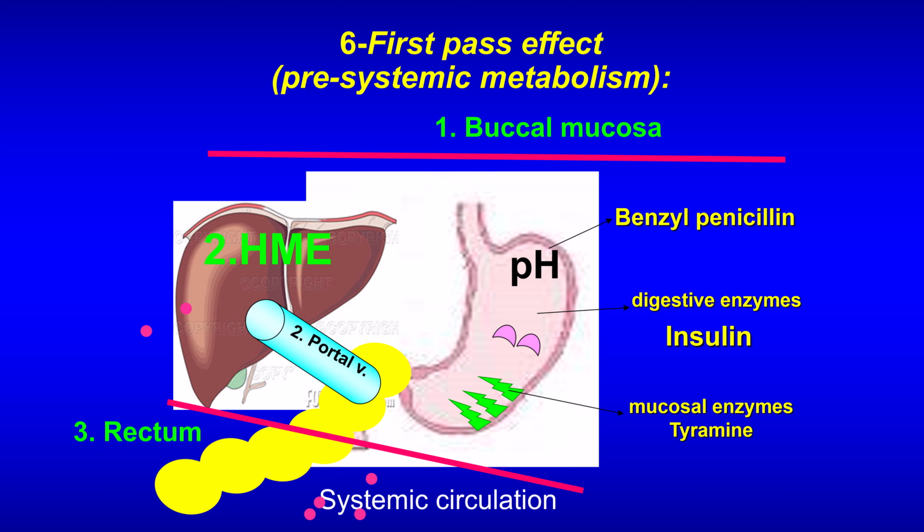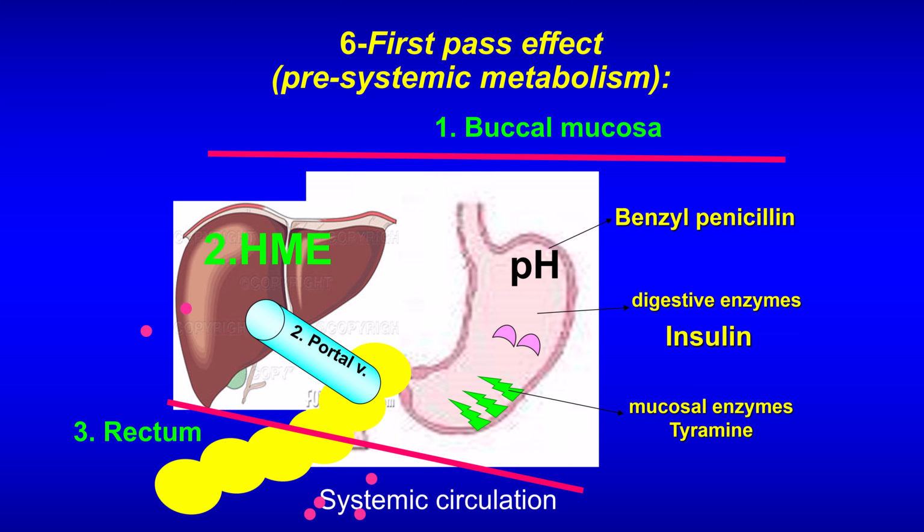Third, the rectum can also play a role in bypassing the first pass effect. Drugs administered rectally may avoid significant hepatic metabolism, allowing more of the active drug to enter systemic circulation directly. This is particularly useful for drugs that are heavily metabolized in the liver when taken orally.